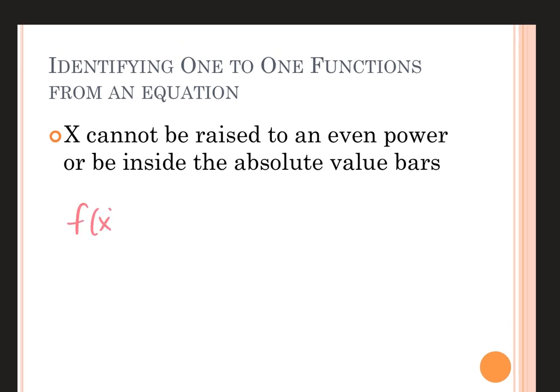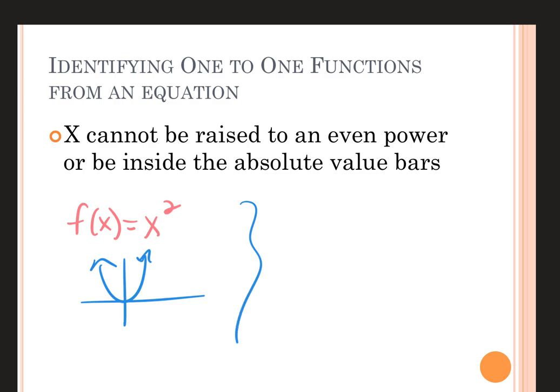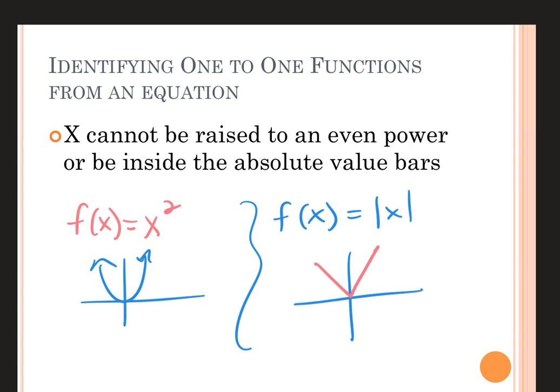What kind of graph is it if the x is raised to an even power? Parabola. It's going to fail your horizontal line test, right? And what kind of graph is it if it's in absolute value? A V, and that's going to fail your horizontal line test. So they both would not be one-to-one, which means they don't have an inverse.